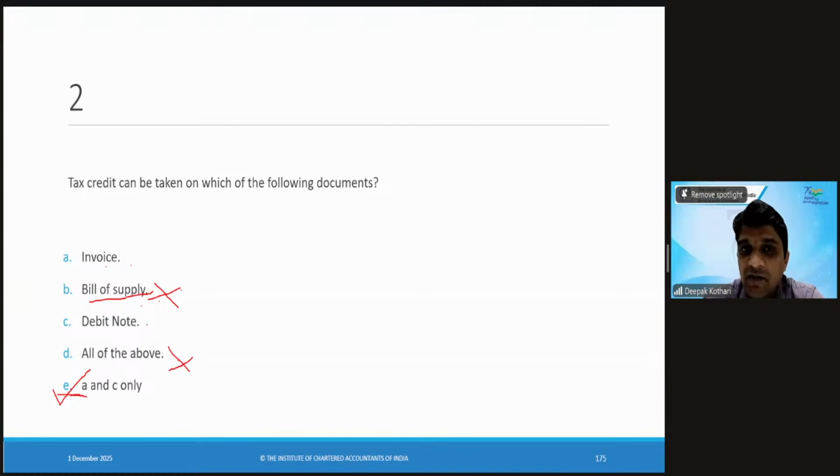Don't get mistaken, like a lot of people would have heard it or read it as bill of entry. Bill of entry is different and bill of supply is different. On bill of entry, we can claim the credit, but not on bill of supply. Okay, bill of supply is issued by a composition taxpayer or a person who is not charging tax at all. Fine. So correct answer is E, which is A and C, which is invoice and debit note.